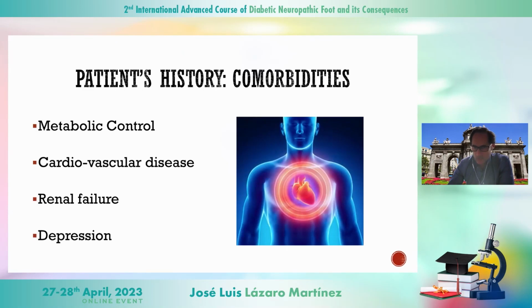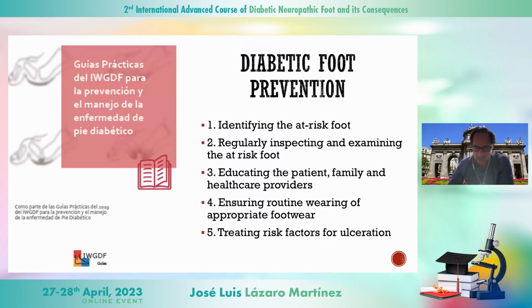The beginning is, of course, the comorbidities, because all the comorbidities associated with diabetes are factors for developing ulceration. That includes metabolic control, cardiovascular disease, renal failure, and of course, depression. All these factors are highly associated with the development of foot ulcers.